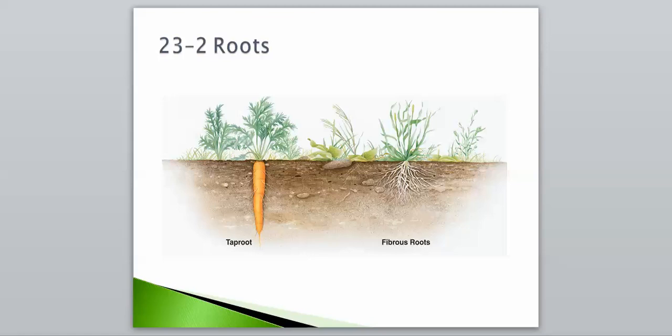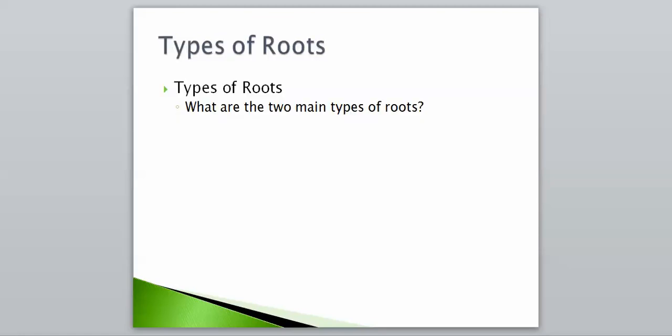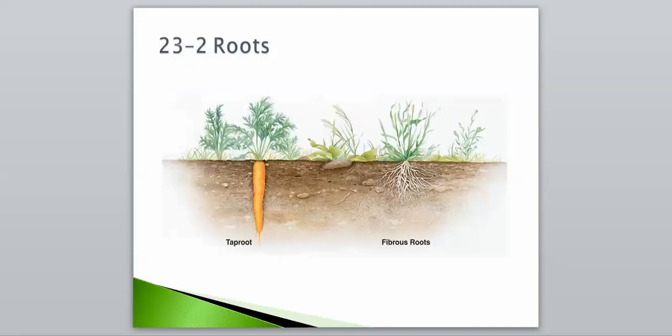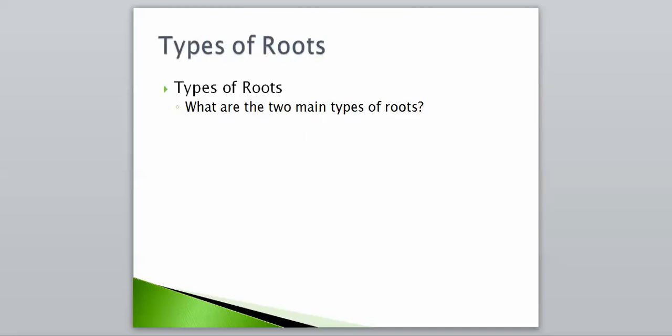Okay, Bio 2, we are continuing on with plants today. We're looking at section 2, and this section focuses on roots. So to get right into it, first we're going to look at what are the two main types of roots. Remember, roots are what's going to anchor the plant to the ground and pull up the nutrients, but we'll talk about that more later.